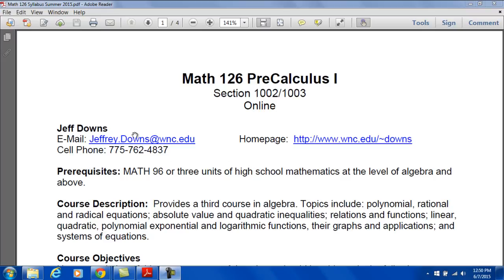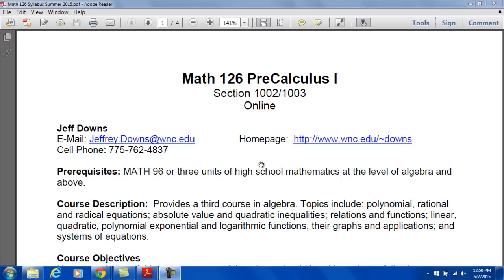My email address is jeffrey.downs@wnc.edu. Homepage is there, but I don't use it so much anymore. Everything's in Canvas, and Canvas gets updated all the time by me. Cell phone is right there, only call it if you need it. It's there to be used if it needs to be used. I don't really have an office hour this summer because it's summertime and it's an online class.